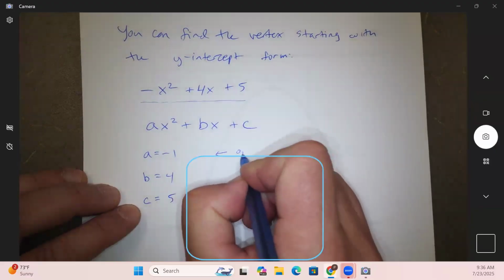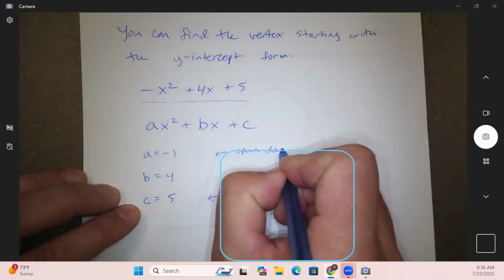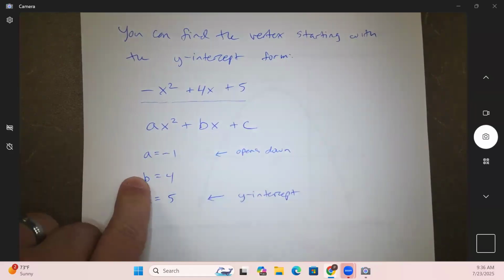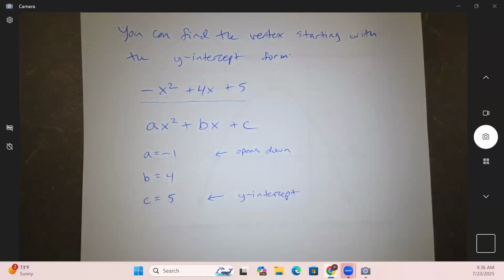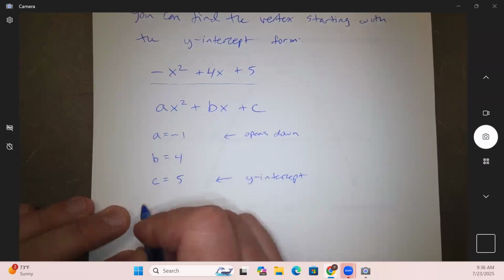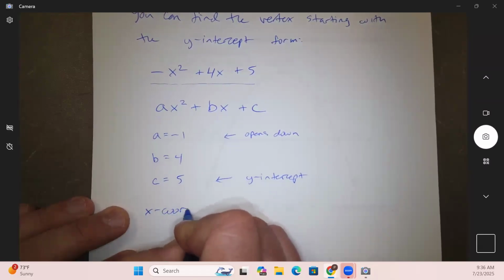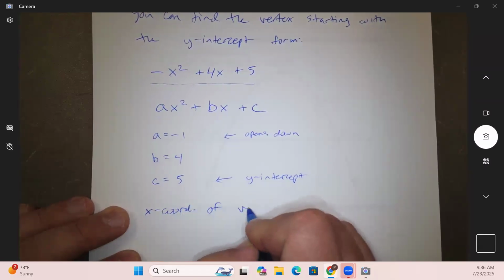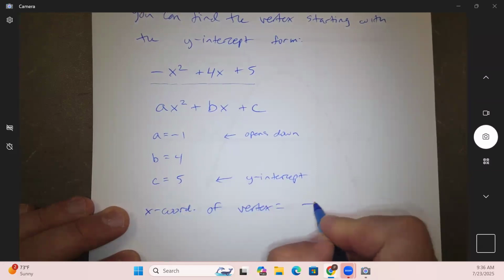A tells you that it opens down. B is interesting, but not something I'm going to talk about in this class. If you take Math 111 with me, you'll get to explore what b tells you about a function. The x-coordinate of the vertex is minus b over 2a.